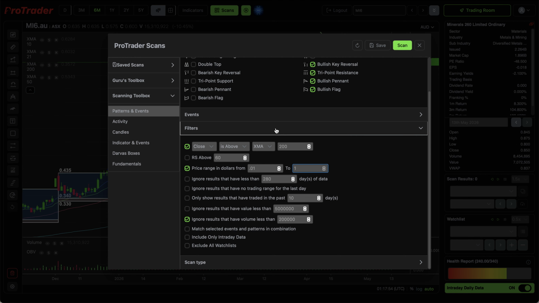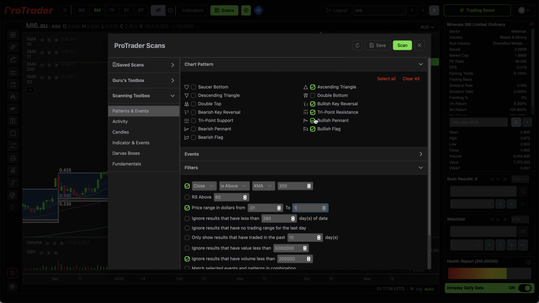I've talked about this scan a bunch of times, especially the tri-point resistance on the weekly data. It's a great scan for spec stocks that are breaking out of big bases and stuff. So it's done pretty well.